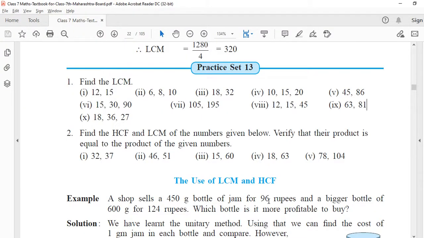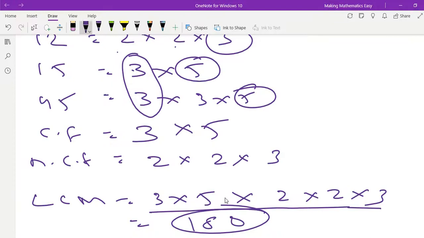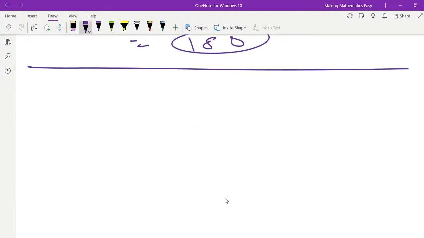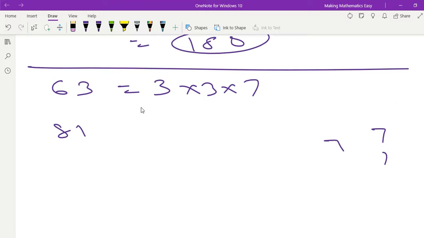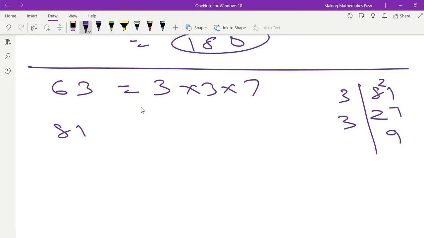Okay, let's move on to the next sum, which is 63 and 81, and the second last sum for today's lecture. So let us find out for 63, which is 3 2s are 6, 3 1s are 3, 3 7s are 21, 7 1s are 7. So this is 3 into 3 into 7, correct? Now let's move on to the next factor, which is 81. 3 2s are 6, 3 7s are 21, 3 9s are 27, 3 3s are 9, 3 1s are 3. So this is 3 into 3 into 3 into 3.